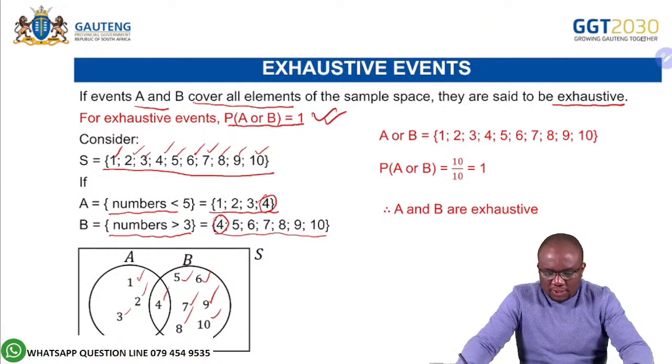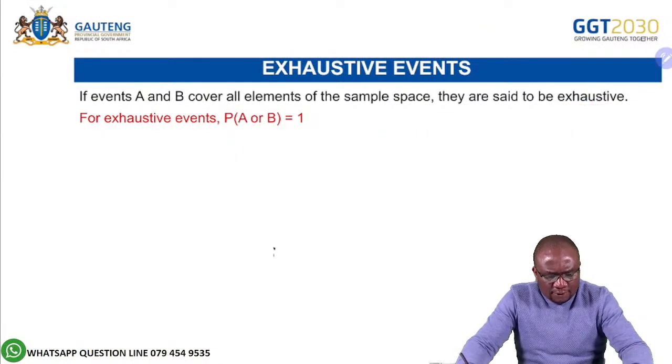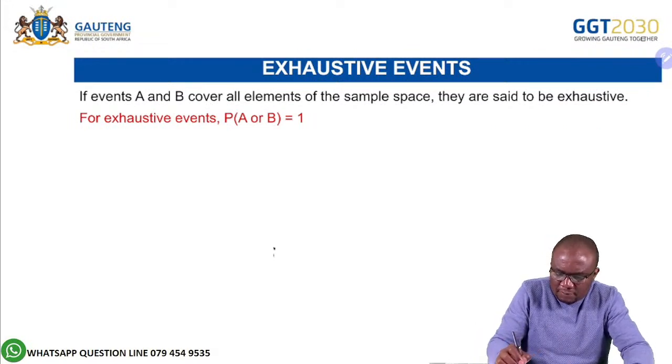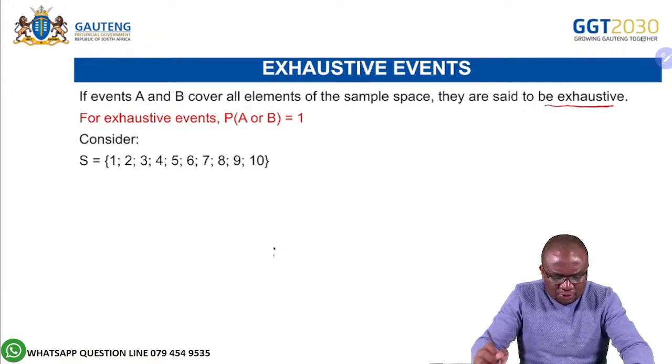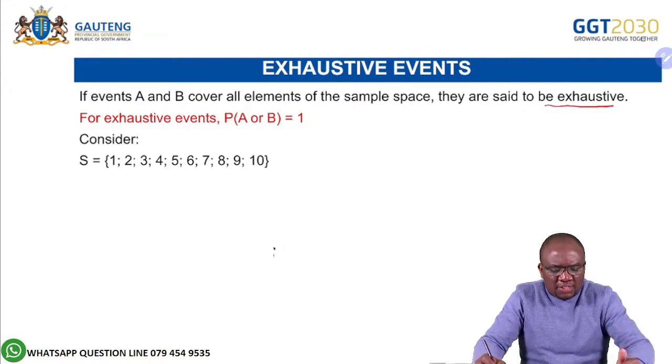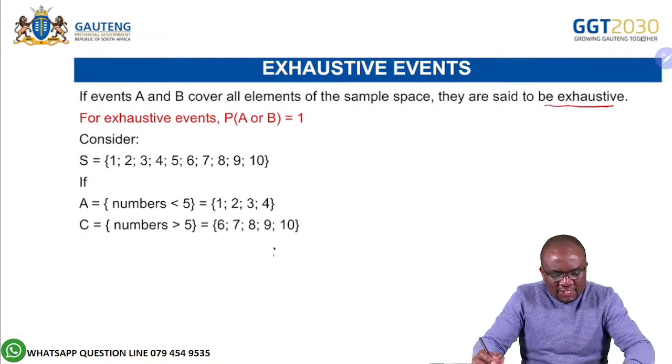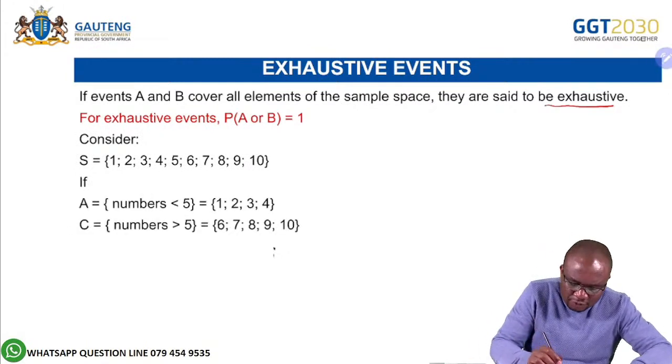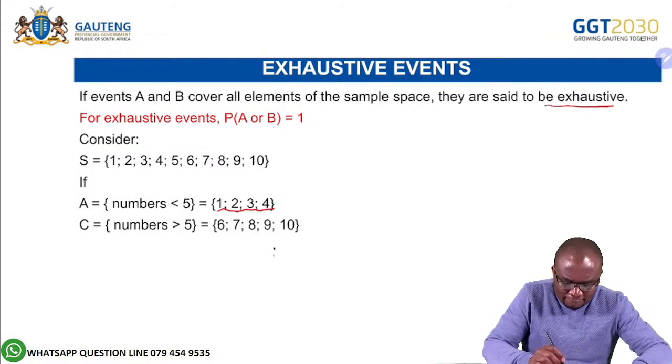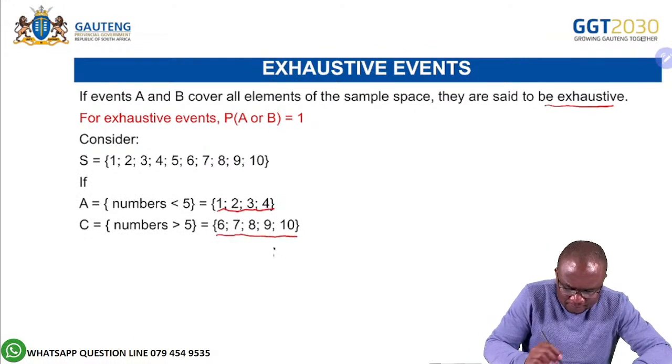Right, welcome back, great turns. Now, events A and B cover all elements of the sample space. They are said to be exhaustive. We talked about that, and we've talked about these 2 points. Now, let's look at this situation. Same sample space, but now event A, we're saying numbers less than 5, which are these numbers. And then event B, numbers greater than 5. These are the numbers.